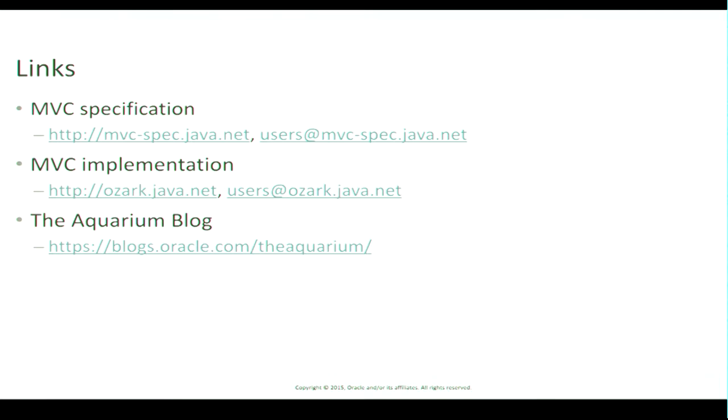So a few resources: the specification itself. All the discussions that are happening in the expert group are open to the public, so you can see exactly what is being discussed. Basically, everything which is discussed in the EG is mirrored on the user mailing list. So you can not only see, but you can also send remarks, ask questions, and so on. Ozark is the open source reference implementation. It's mirrored on GitHub, so you can get the source and play with it. And finally, we have the Aquarium blog. That's a blog that Reza, my colleague, and myself maintain to push news around Java on the server, so Java EE, MVC, Java EE 8, and so on.